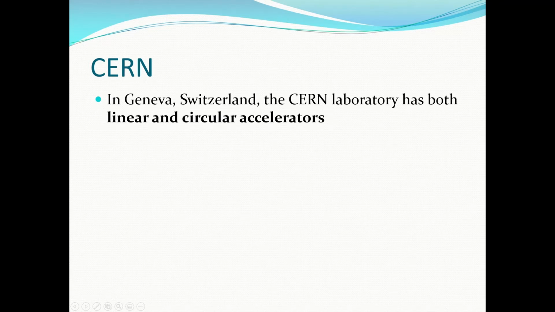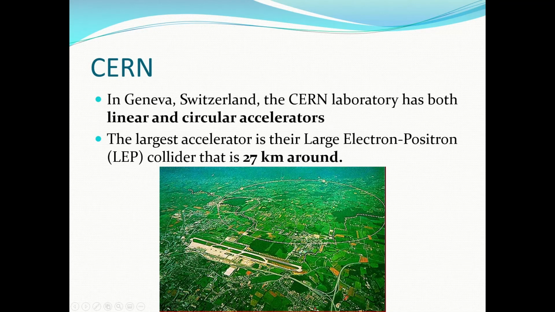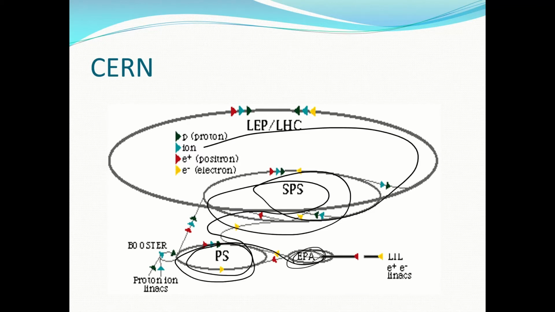One of the most famous ones is in Geneva, Switzerland, CERN. It has linear and circular accelerators, and the largest accelerator is the LEP, Large Electron Positron Collider, which is 27 kilometers in circumference. You can see this one here. It's absolutely huge. It's got these littler ones and a bunch of different tracks. It can start here, move here, go here, and then go into the bigger one like that.